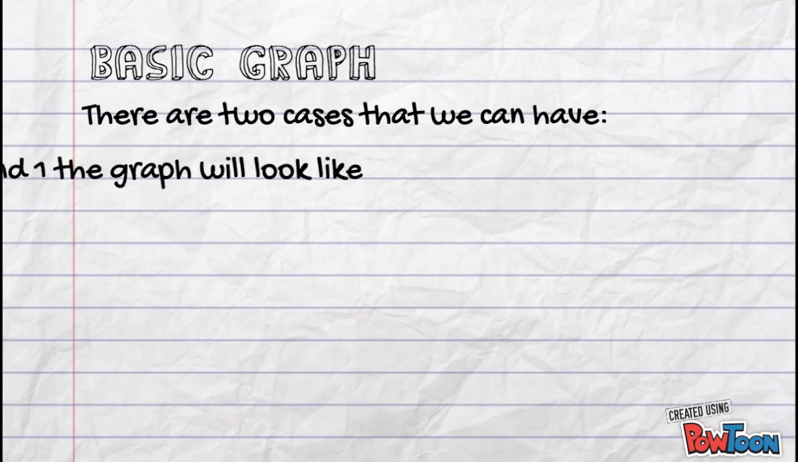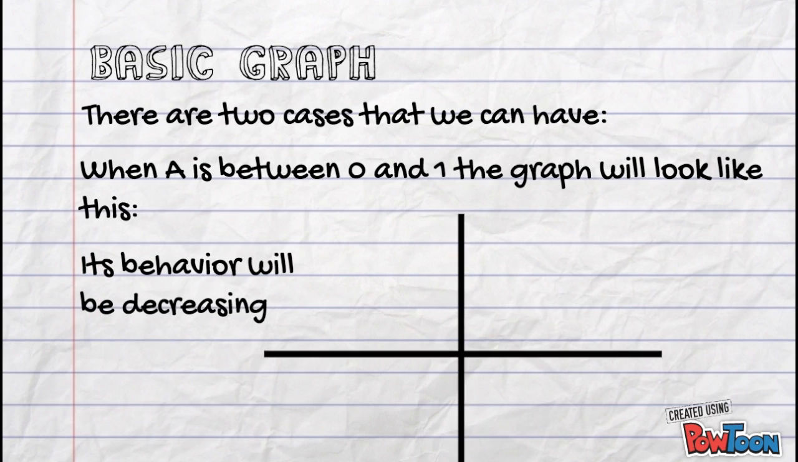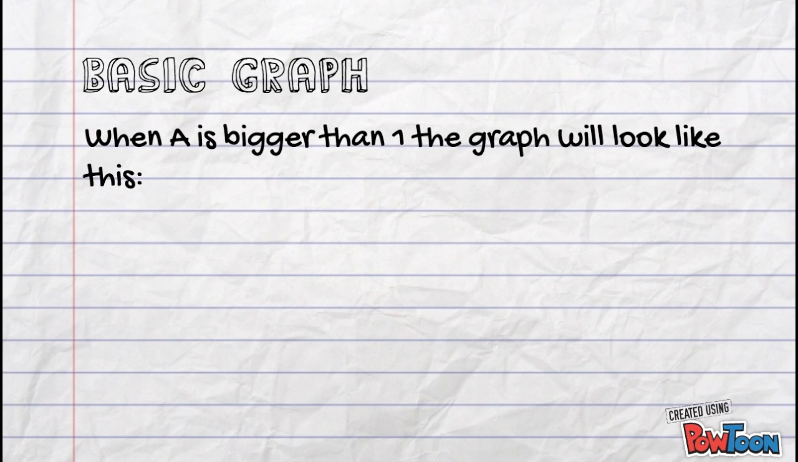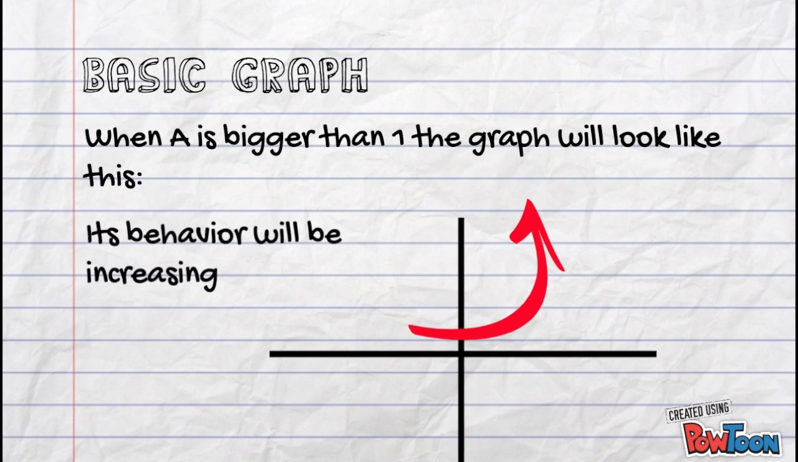Basic graphs. There are two cases that we can have. When a is between 0 and 1, the graph will look like this, and it would be decreasing. And when a is greater than 1, the graph will look like this, and it will be increasing.